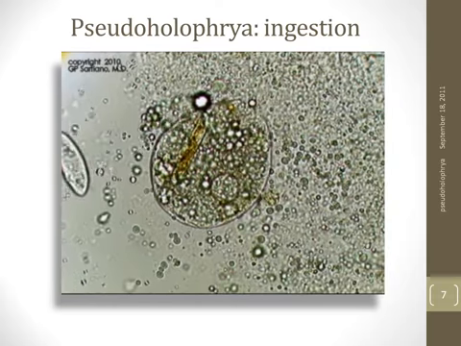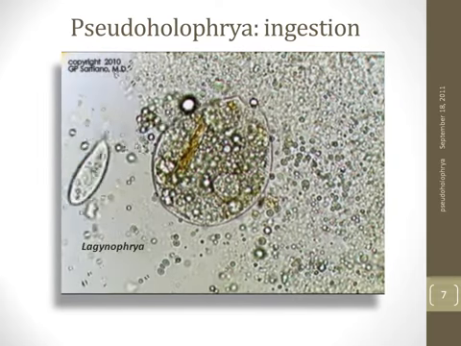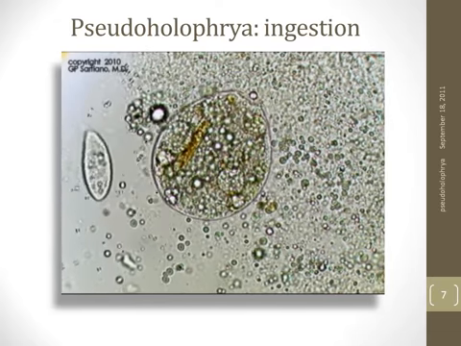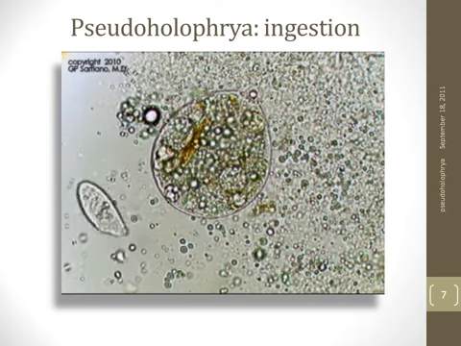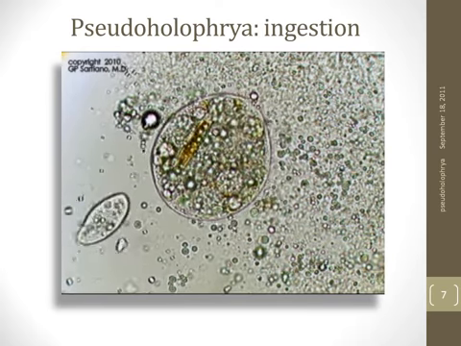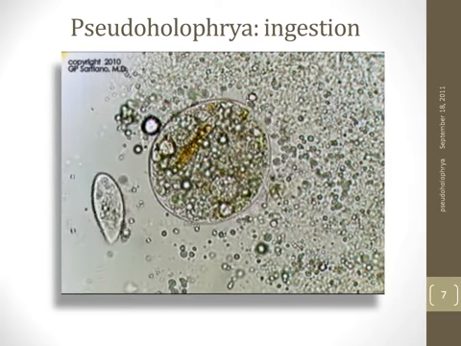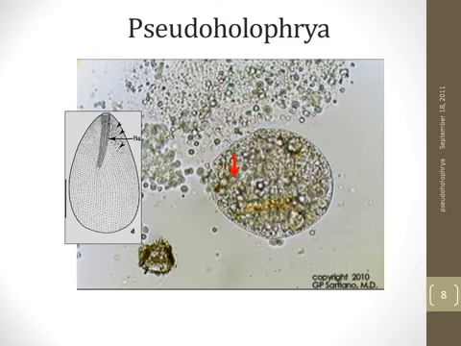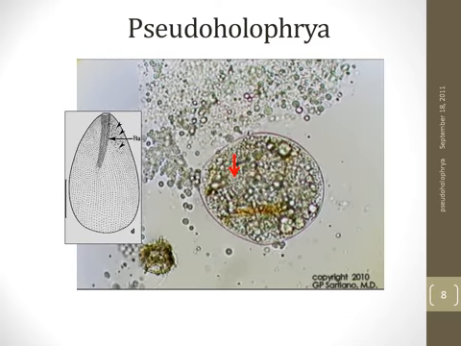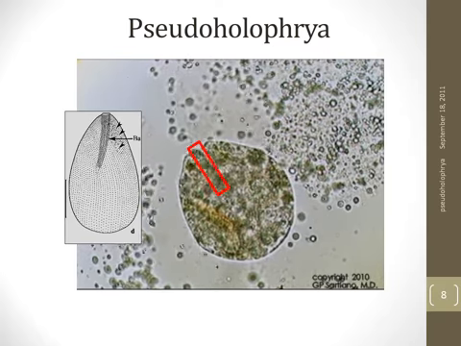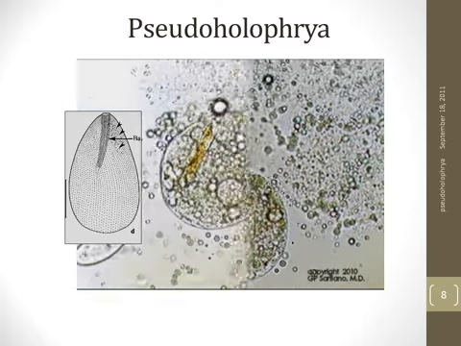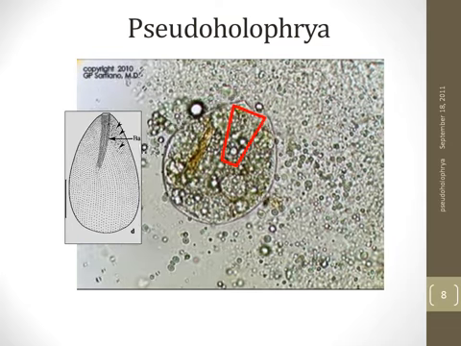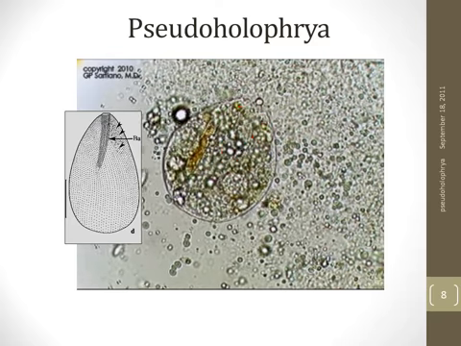The smaller nearby organism partaking of the feast is Laganophria. Note that Pseudoholophrya has become quite plump due to unfettered ingestion via a gaping cytostome. The dimensions and location of the cytopharynx are delineated well by the train of ingested particles. The position, length, and tubular structure of the cytopharynx are helpful distinguishing anatomical features.